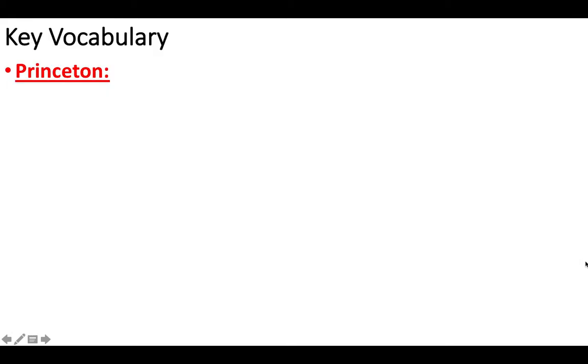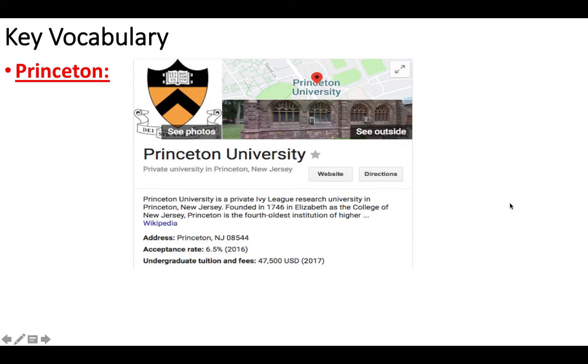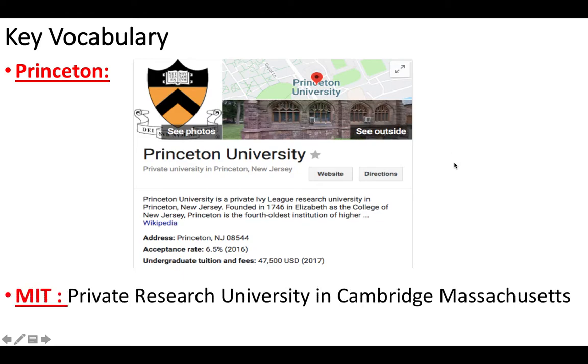But after you do that, some key vocabulary to know for the movie that we're going to start watching on Monday. Princeton is basically a private university in New Jersey. Acceptance rate 6.5%. Very expensive per year, $47,500 to attend. So it's a prestigious, rich university. MIT is going to come up in the movie as well. It's a private research university in Cambridge, Massachusetts.